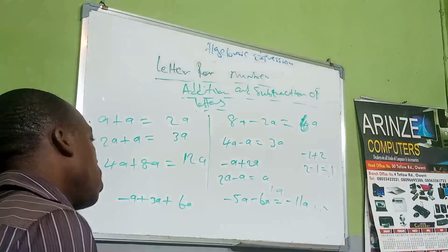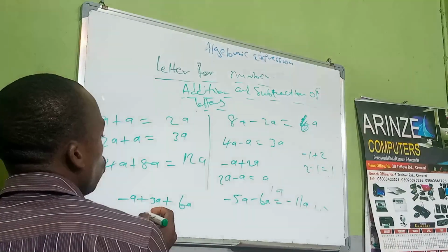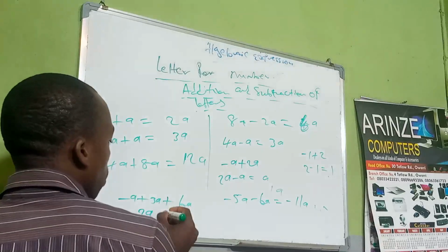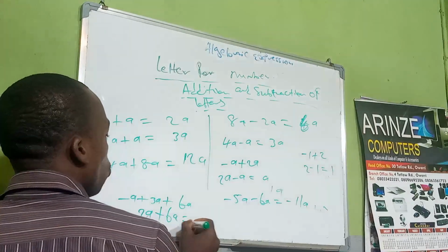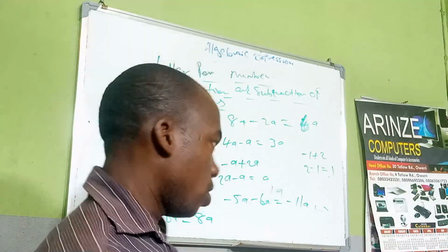Now how do we solve this? Minus A plus 3A is what? It is 2A. Then plus 6A. So it is what? 8A. The answer is 8A. Do you understand?